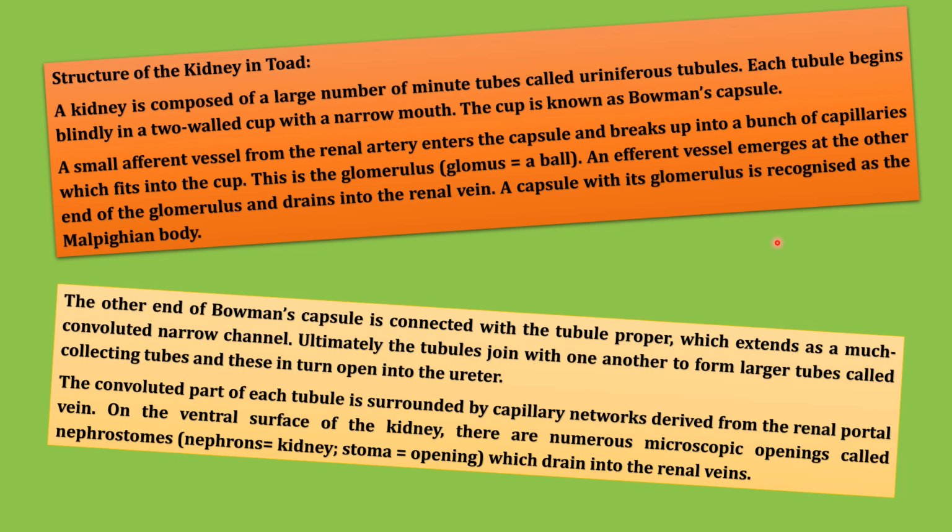So, there are two parts actually of a kidney. One is this Bowman's capsule and glomerulus, that is the Malpighian corpuscle, and the other portion is the tubules. So in the second para we have discussed these tubules only.